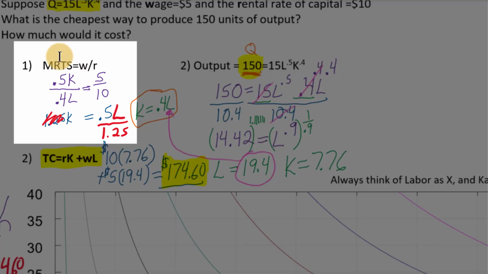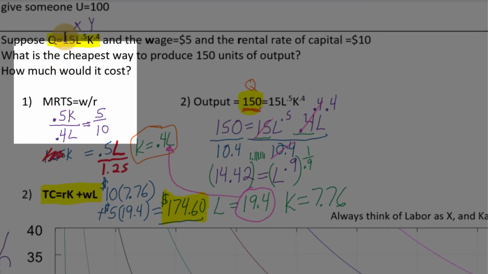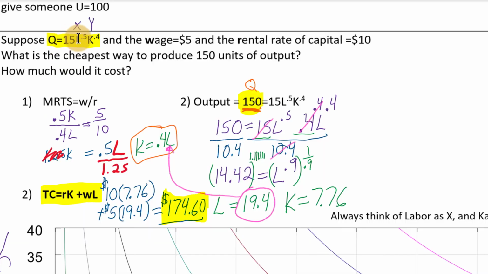Remember our two equations we have. The marginal rate of technical substitution, well, our production function is 15 L to the 0.5 times K to the 0.4. So our marginal rate of technical substitution using our shortcut trick was 0.5 K over 0.4 L equals 5 over 10, because this is the wage 5 over the rental rate of capital 10. And then our second equation was 150 equals 15 L to the 0.5 times K to the 0.4.